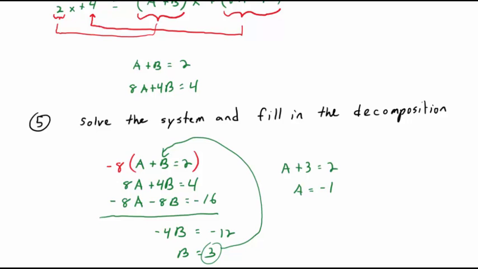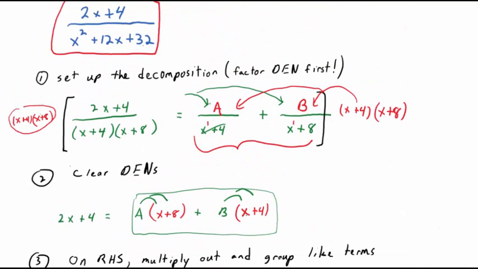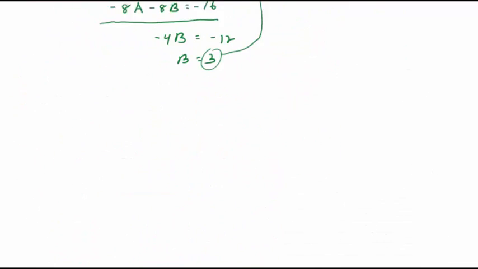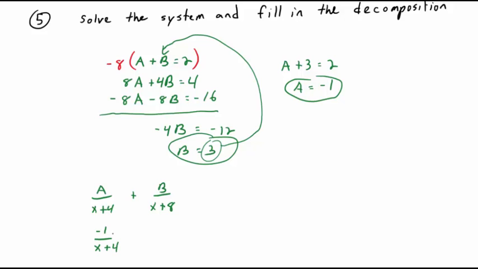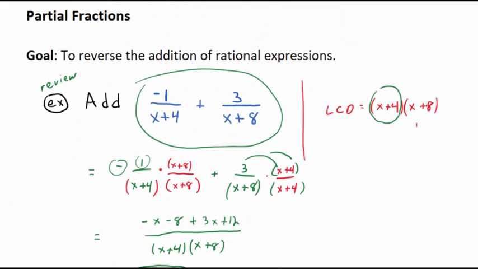But you're not going to write your answer as an ordered pair. You're using this for something. You're going to fill in the decomposition. So the decomposition then, remember, way up here, it was a over x plus 4 plus b over x plus 8. This is what we're filling in. So what does it become then? You know what a is, you know what b is. You get negative 1 over x plus 4, that's a, plus 3 over x plus 8, which is hopefully what we started with, right? Way up here. Yeah, and it is. I wrote it in a different order, but that's it.